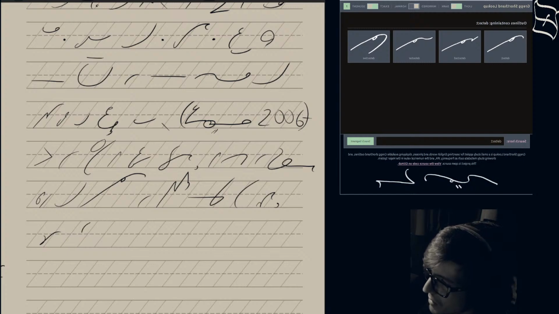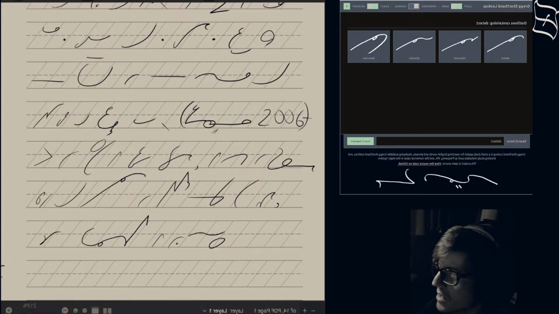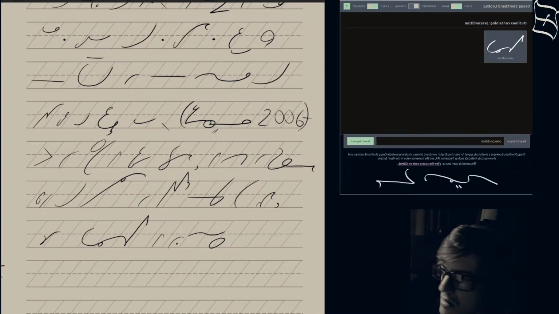Let's see if that works. Precondition to thinking critically. I need to check precondition. And that is correct. Good. That K is a little bit wonky, but it's not long enough to be a G.